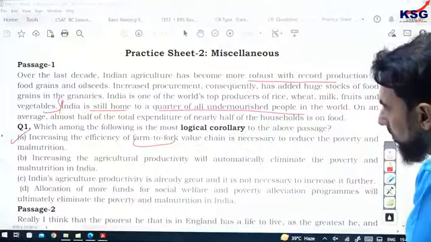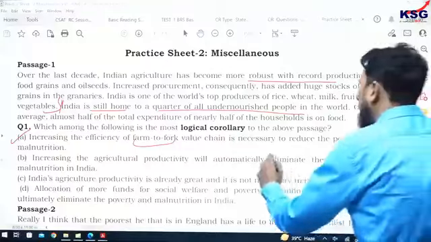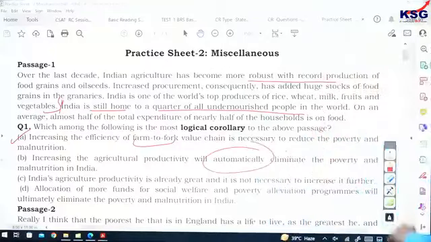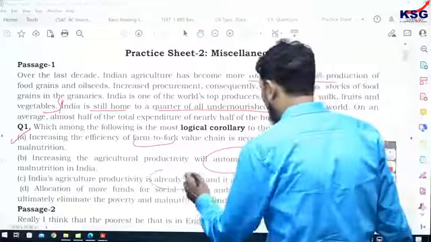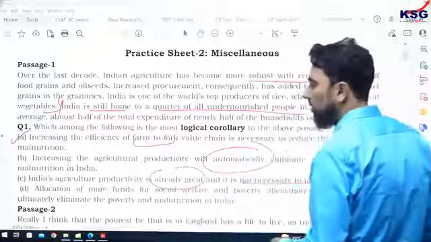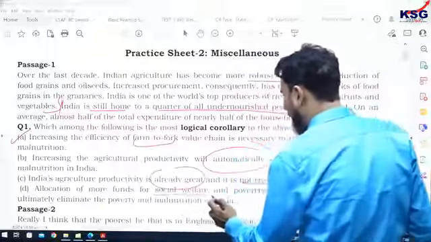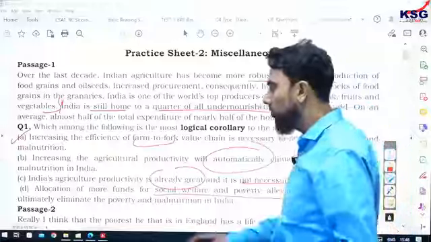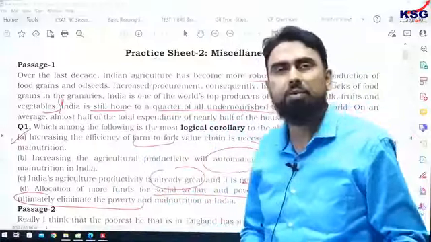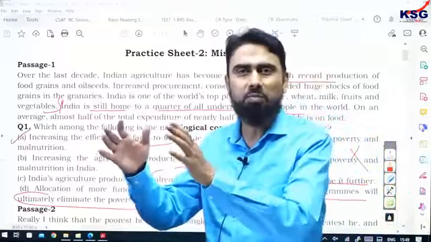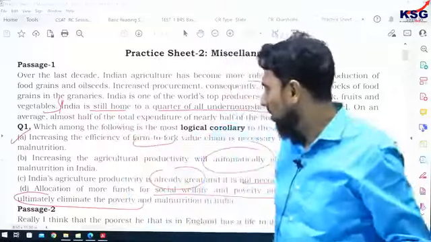If you go for other options like B, increasing the agriculture productivity will automatically eliminate, is it the author's idea? So can it qualify as a corollary? No, because the corollary should be based on the author's idea, and I told you that the challenge will be how to identify the main idea. See, India's agriculture productivity is already great, and it's not the author's idea. Allocation of more funds for social welfare and poverty alleviation programs will ultimately eliminate the poverty and malnutrition in India. So this goes beyond the logical scope of this para.